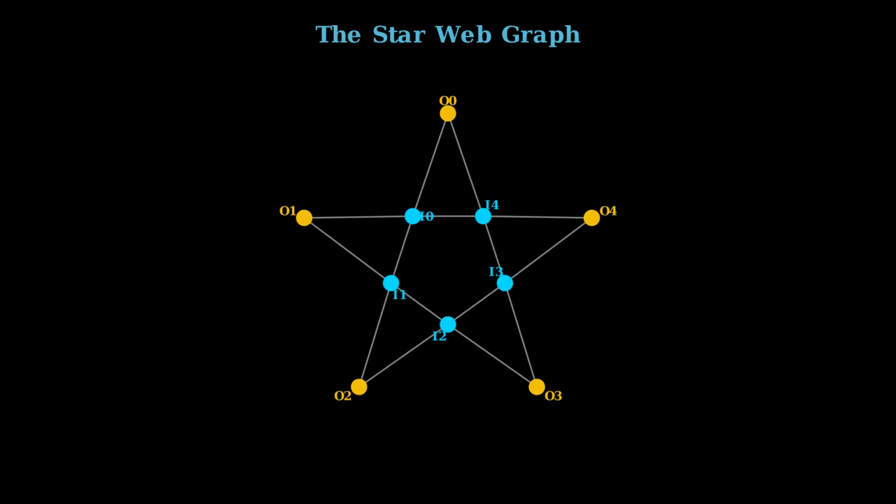Let's look at the structure of the web more carefully. The gold dots are the 5 outer points, labeled O0 through O4. The cyan dots are the 5 inner points, labeled I0 through I4. Each outer point connects only to its 2 neighboring inner points. So an outer point has exactly 2 neighbors. Each inner point connects to 2 outer points plus 2 adjacent inner points. So an inner point has exactly 4 neighbors. This asymmetry is the key to the whole problem.